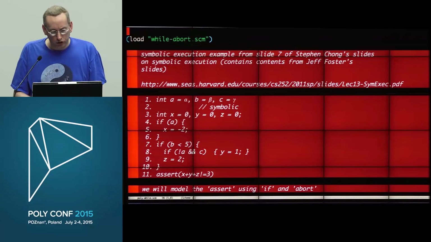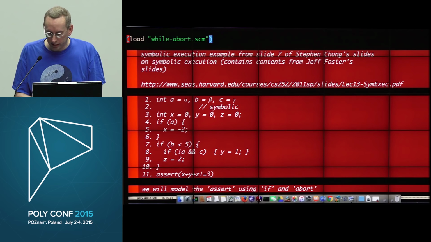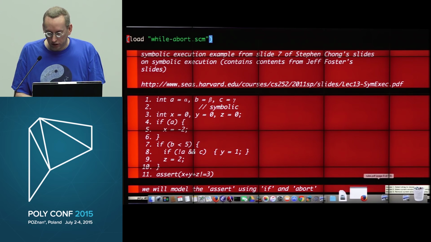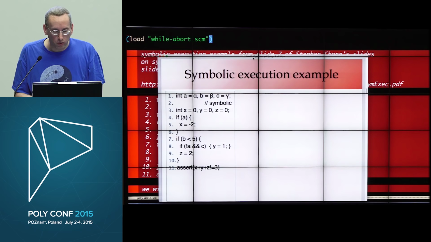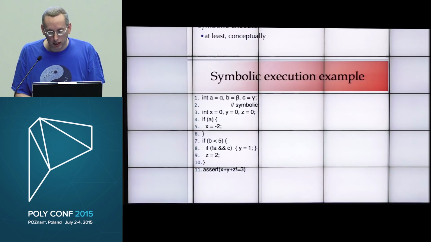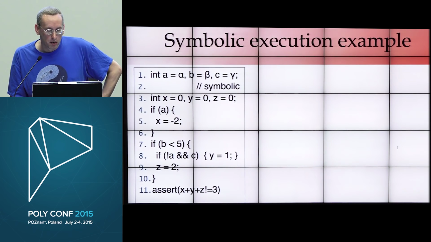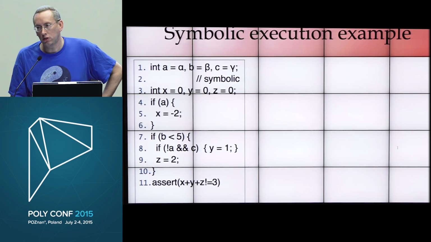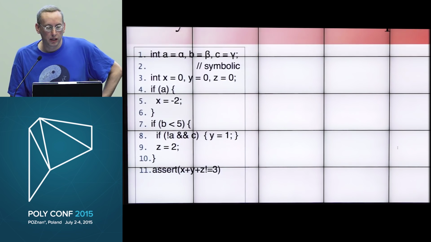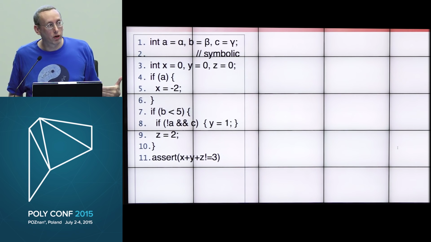An example I wanted to show you is something called symbolic execution. Maybe the easiest way to show it is these slides by Stephen Chong from Harvard. He's got some nice slides online. I think Jeff Foster wrote some of these slides also. But he has an example of symbolic execution. Symbolic execution is basically a way of trying to infer the initial values of arguments or variables that can get you to a certain point in your program.